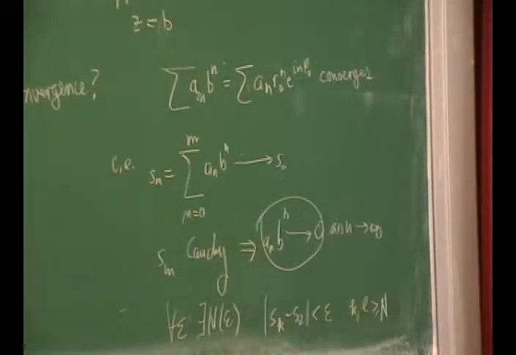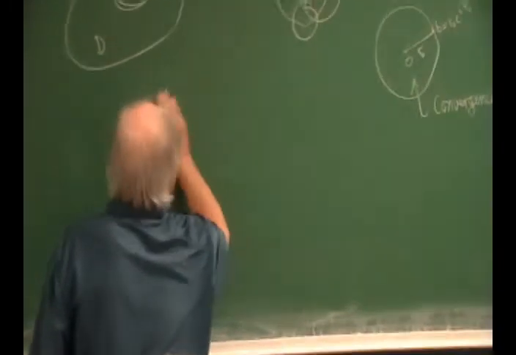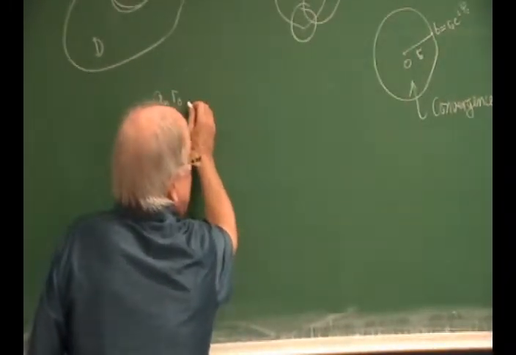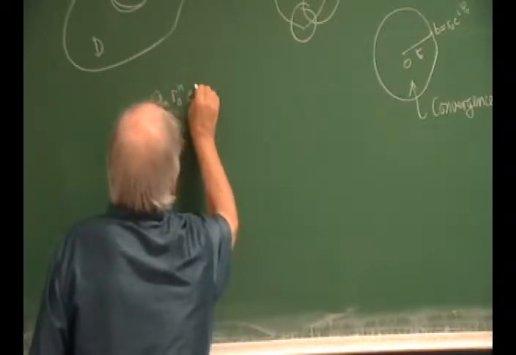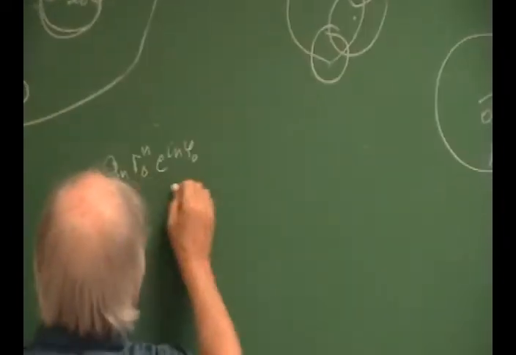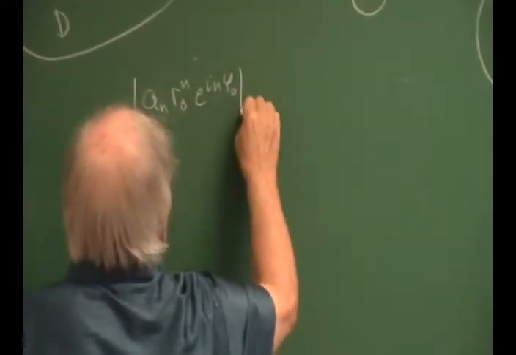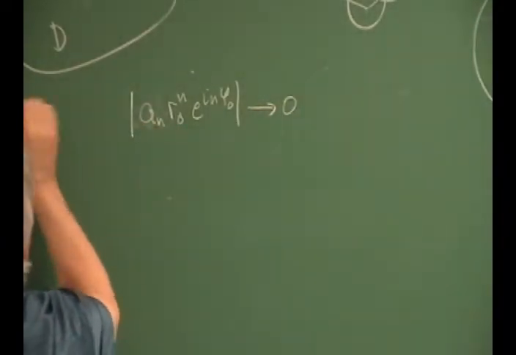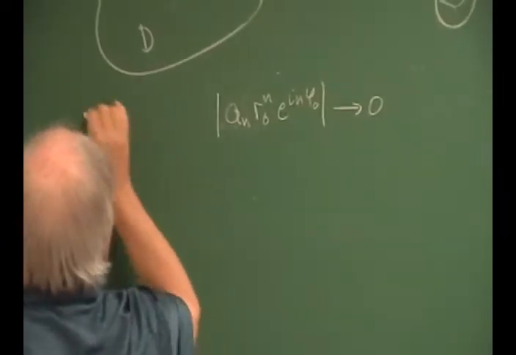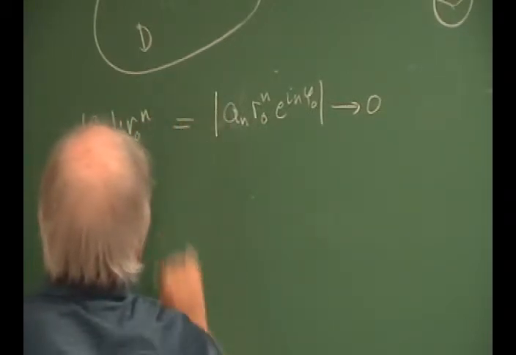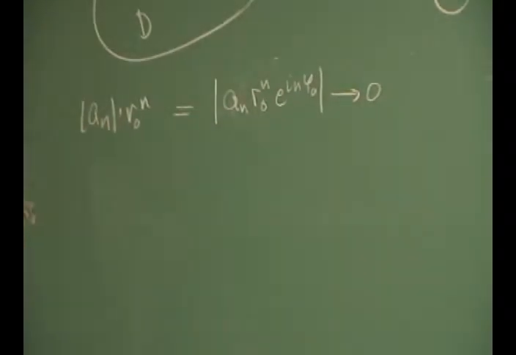So let me write it here. A_n r_0 to the n e to the i n phi_0 goes to 0, so I take the absolute value of that thing. This goes to 0, and so that means that the absolute value of A_n times r_0 to the n goes to 0. Right?